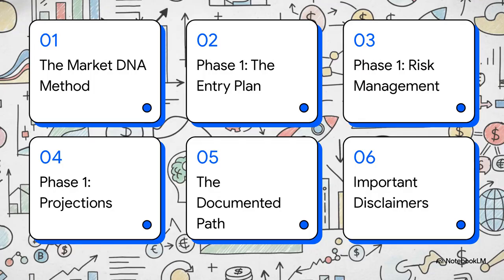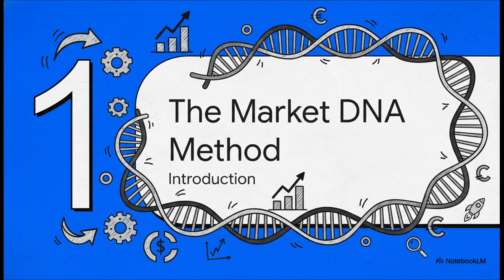So here's our game plan. We'll kick things off with a quick look at the market DNA method itself. Then we're going to jump right into phase one. This is the big one. It covers the entry plan, risk management, and even what the projected returns look like. After that, we'll see the potential path this whole cycle could take. And of course, we'll wrap it all up with some really important disclaimers. All right, let's get started.